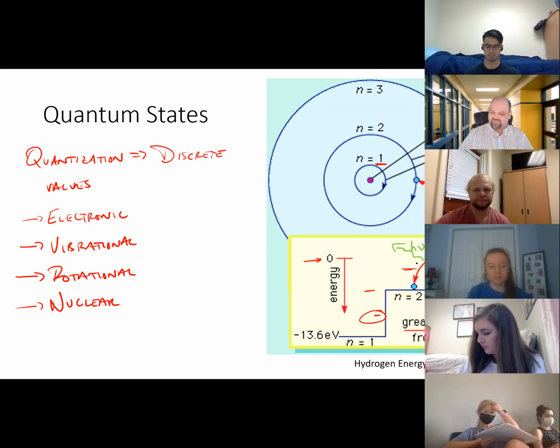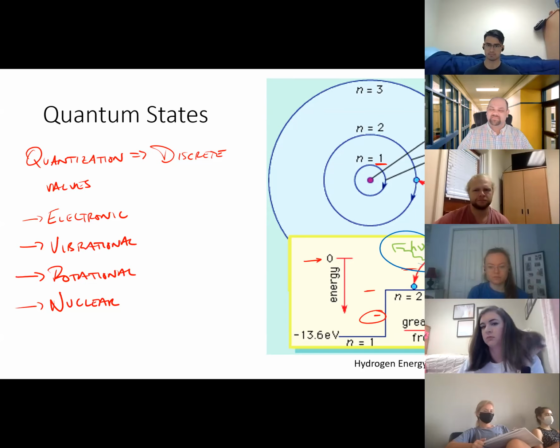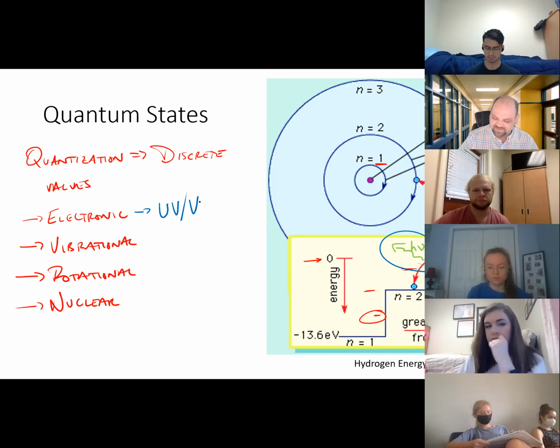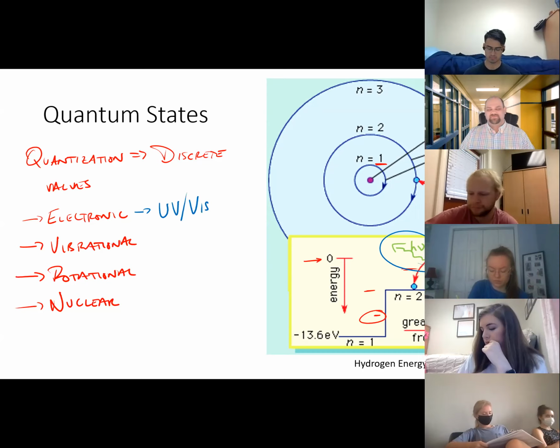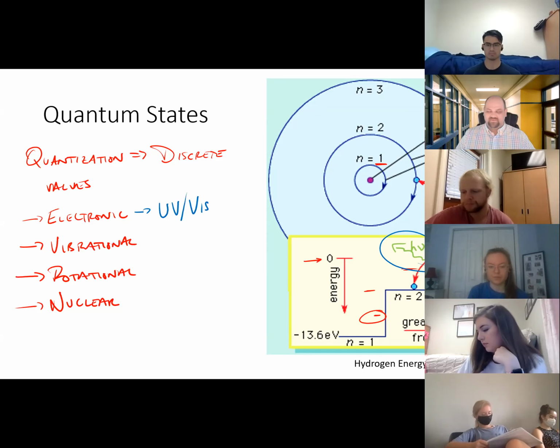Who knows roughly what kind of photon we get out for an electronic transition? What wavelength range? What part of the electromagnetic spectrum? Visible light. Yeah, absolutely. And so when we talk about electronic transitions, the instrument we're going to talk about is a UV-vis. Those energy gaps in electronic energy levels are pretty large, and so UV light is actually pretty energetic. So when we think about electronic, we're talking about UV-vis.